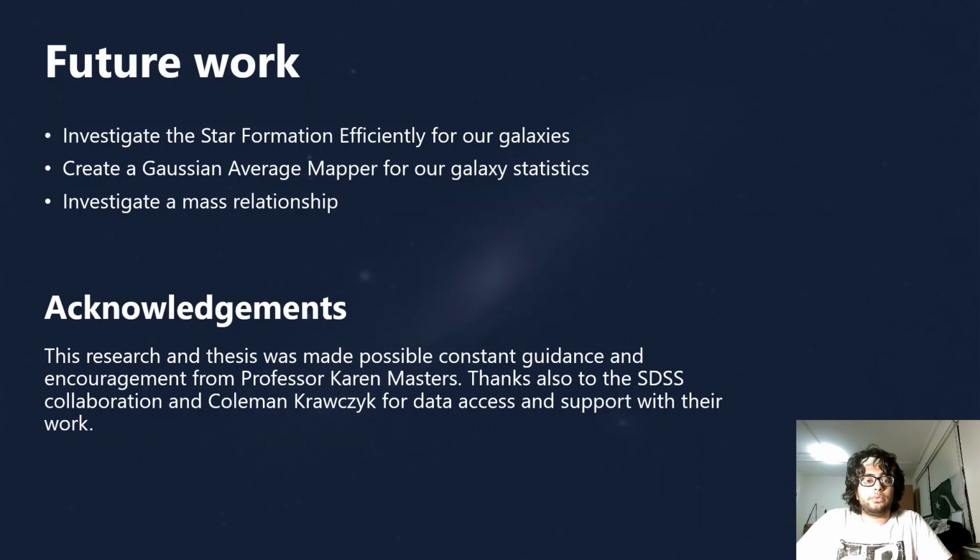Another technical improvement that we would like to make is because our different measures of our entire sample range over a wide variety of values, it's best mapped or modeled with a Gaussian function to find averages, and we want to make that Gaussian function average mapper for our galaxies to find out better statistics. And finally, we'd also like to investigate correlations between star formation rates and star formation efficiencies and the mass of galaxies.